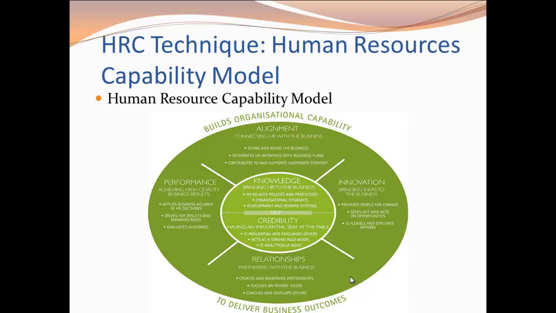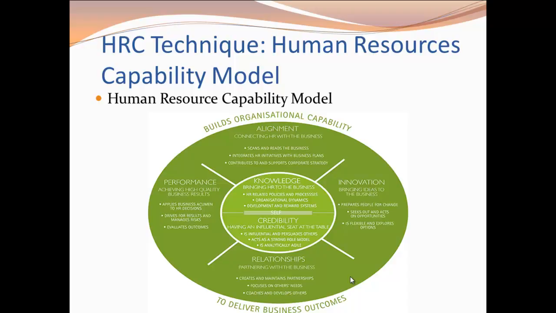Key points to this model are knowledge, and this is just knowledge of policies, processes, and organization dynamics. So basically, does everybody within the organization know the structure? Like we talked about earlier within the class, is it decentralized versus centralized? Everybody needs to be on the same page so that the organization can be successful in achieving their current strategies or goals.